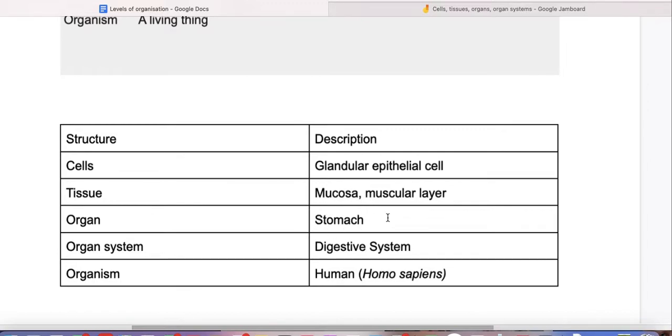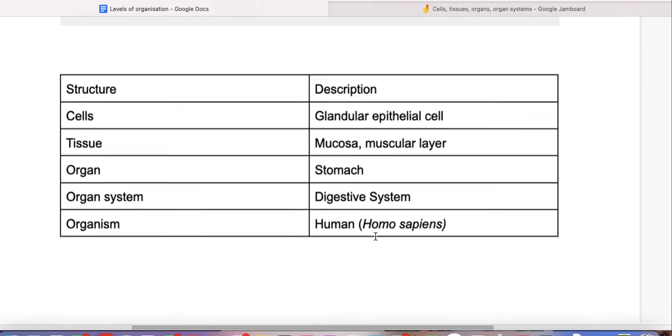Of course, when we put a stomach together with the ileum, the large intestine, the liver, the pancreas, the colon, etc., we've got different organs there. We make up an organ system, and that's going to be the digestive system. And then when we put all the different systems together, such as the cardiovascular system, the urinary system, the digestive system, the nervous system, and get them all together, we end up with a living thing, which is an organism.